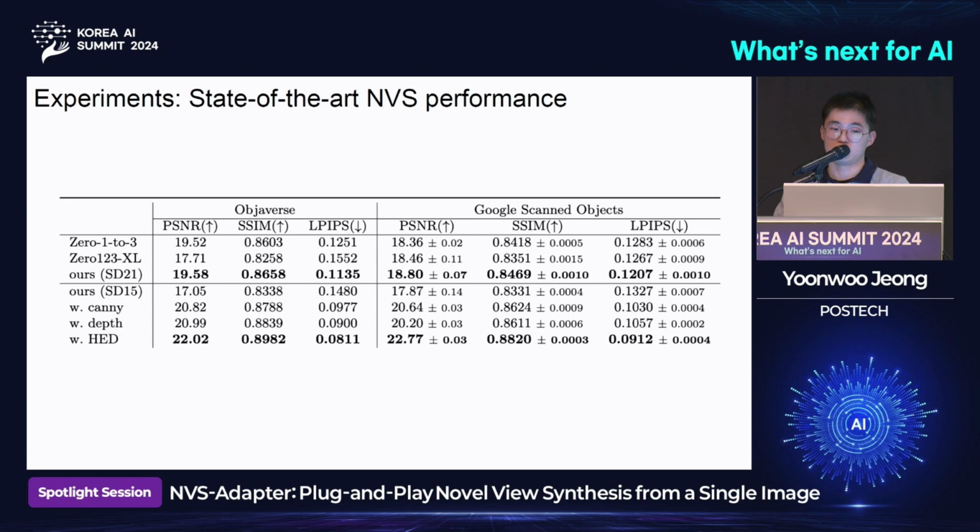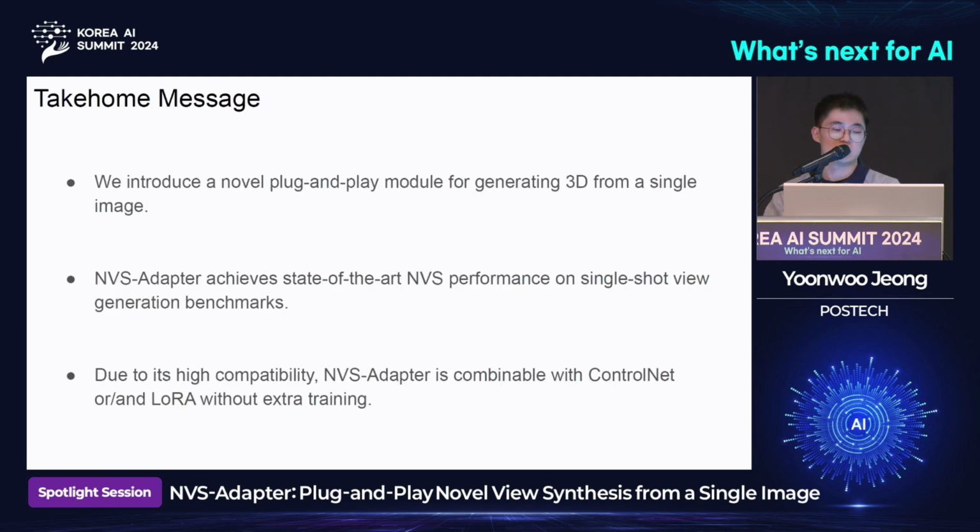And also, we achieved state-of-the-art NVS performance on both datasets, Google Scanned Objects and Objaverse. Google Scanned Objects is kind of an out-of-distribution dataset. So these are the take-home messages.